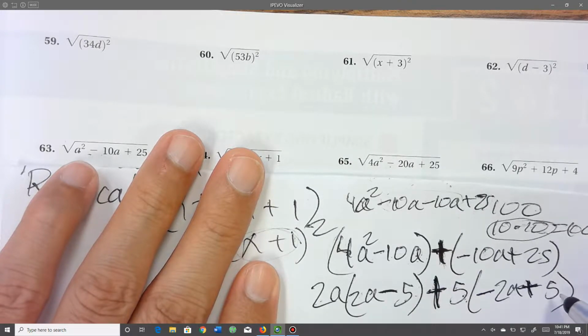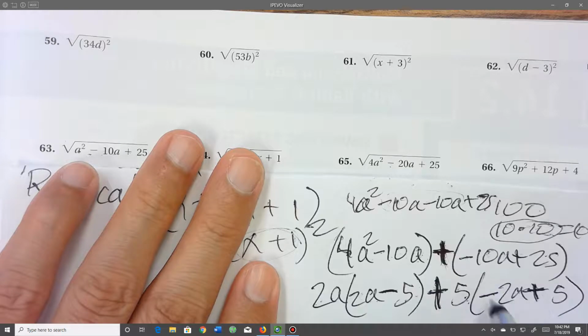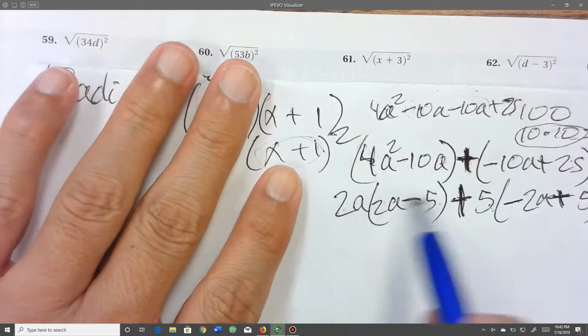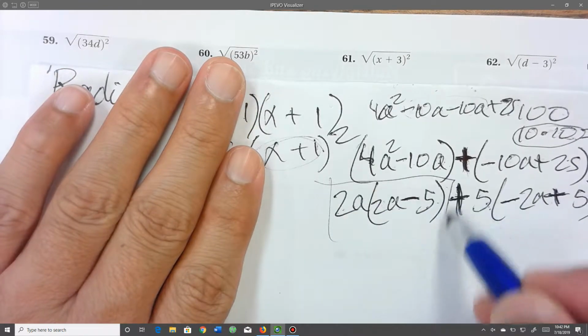Okay, and then from here, I can see that these two factors, see, this is a factor, this is another factor, could possibly be factored out of this expression. See, this expression has two terms now.